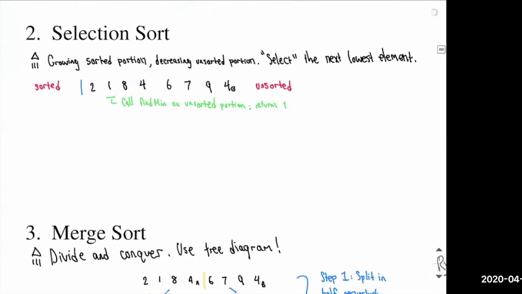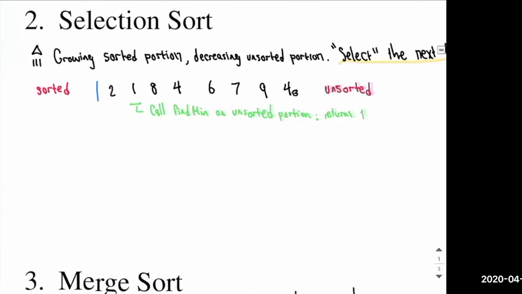The next sort that we'll go over is selection sort. So again, we have a growing sorted portion and a decreasing unsorted portion. But this time we find the smallest, we select the next lowest element. So we find the smallest and we quote unquote append to our sorted portion until we've gone through all elements. I say append, but I really mean swap into the right place, since this sort takes place within the array. So let's walk through an example.